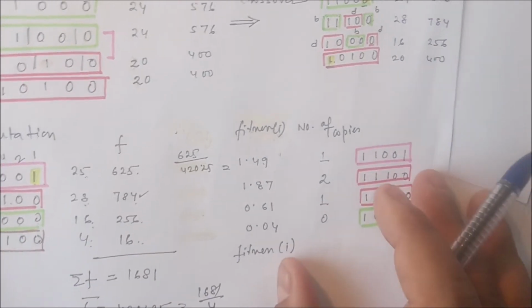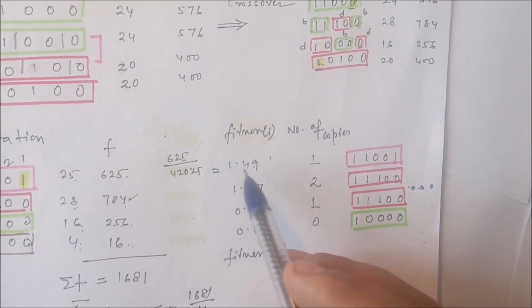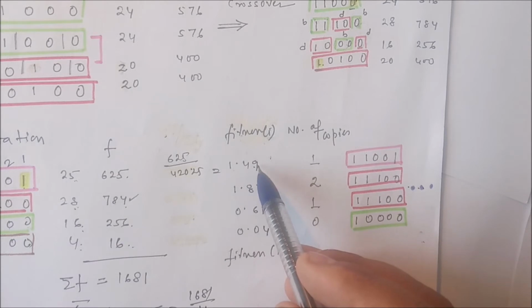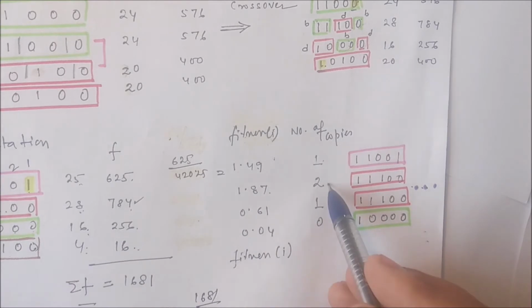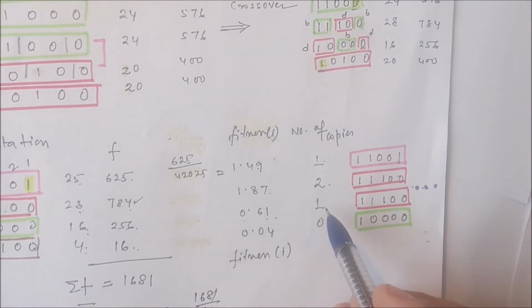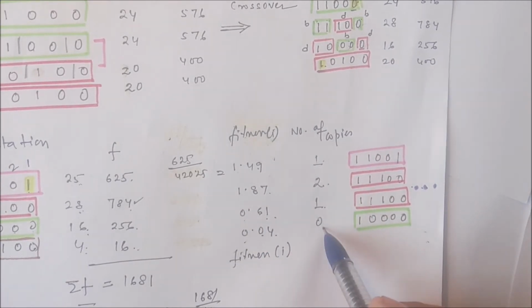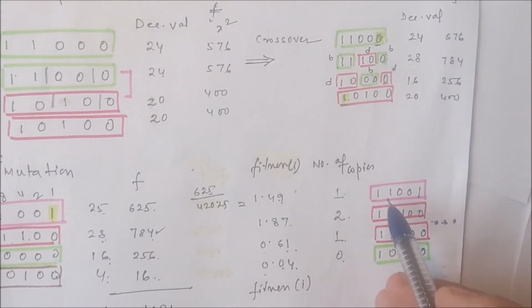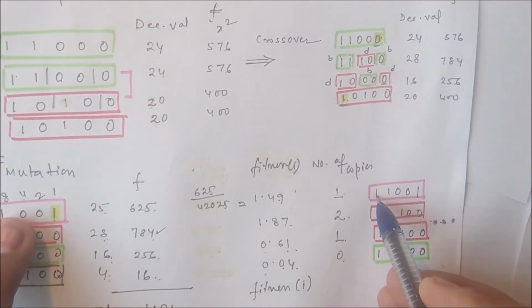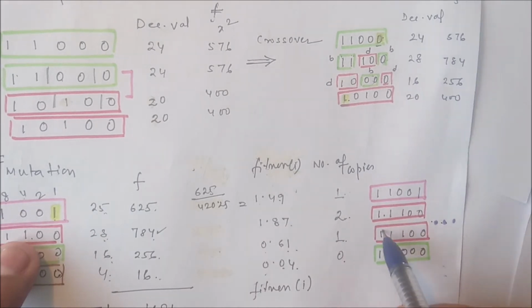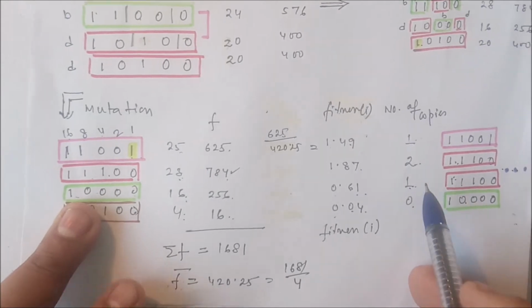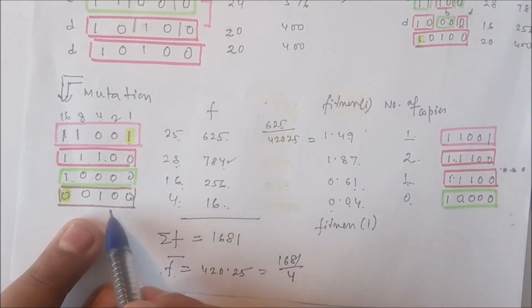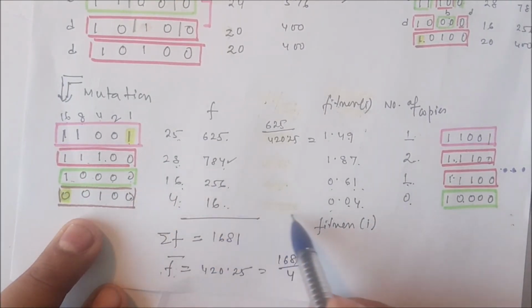Now here we have to identify the number of copies. So nearest integer value, so 1.49 is what? Less than 1.5. That's why we take 1, nearest integer 1, 1.87 nearest integer 2, 0.61 nearest integer 1, 0.04 nearest integer 0. So we need one copy of this chromosome, 2 copies of these 2, and 1 copy of this chromosome. Are you getting this one? And definitely we have to eliminate this one because its fitness value is the least.